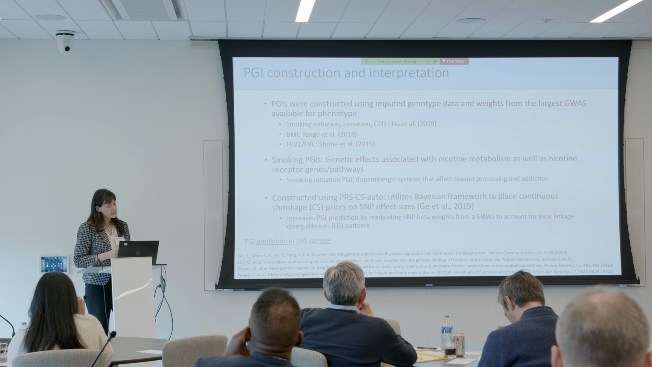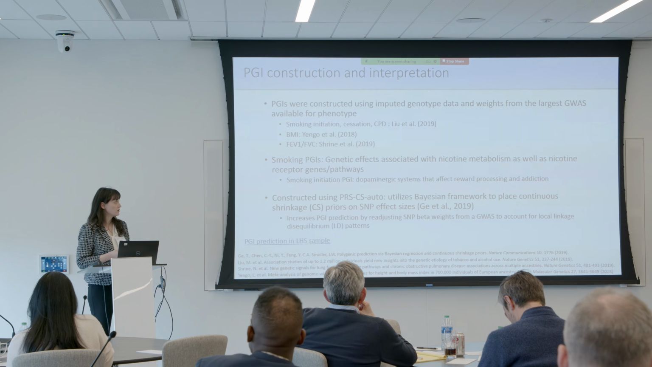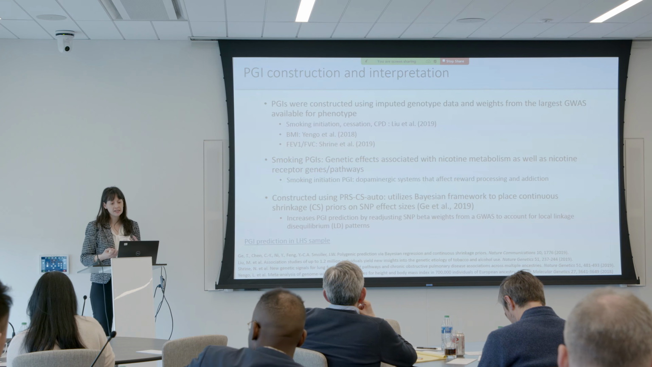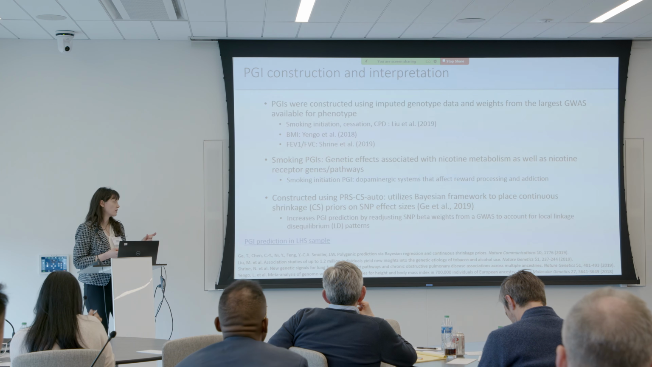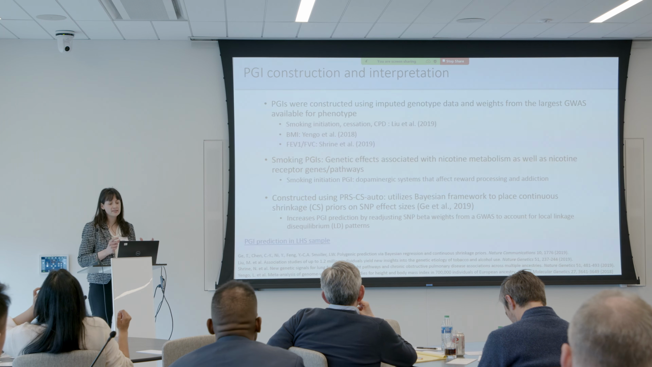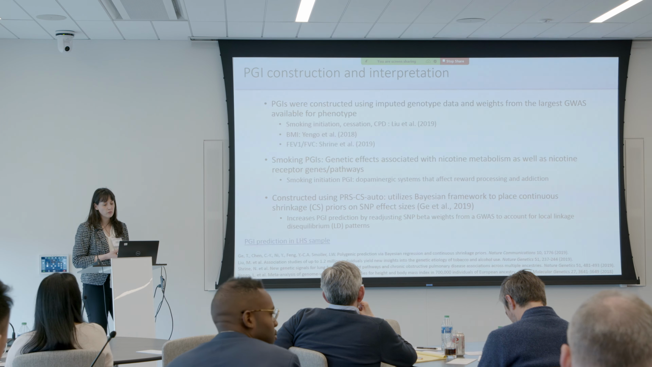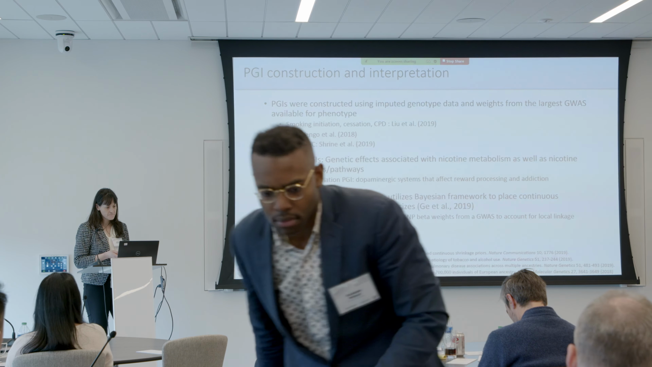We constructed these using PRS-CS Auto that Hugh mentioned earlier today. That's utilizing a Bayesian framework to place continuous shrinkage priors on SNP effect sizes. So again, this is just helping to increase PGI prediction by readjusting those SNP beta weights from a GWAS to account for LD patterns.